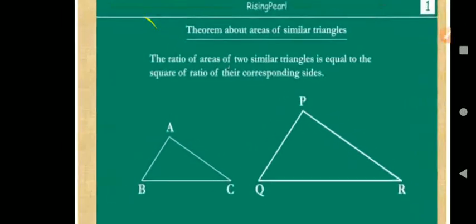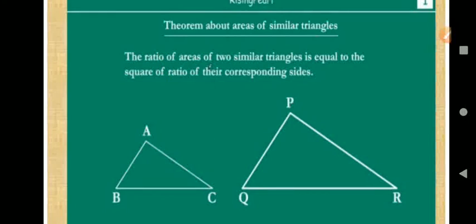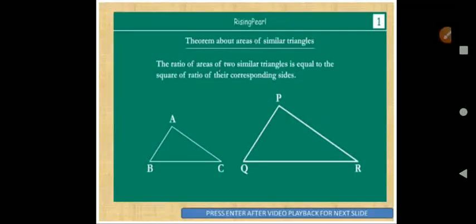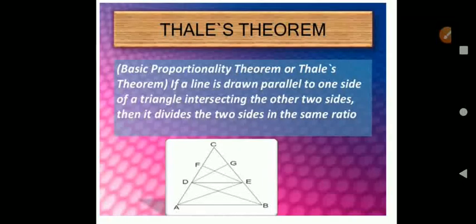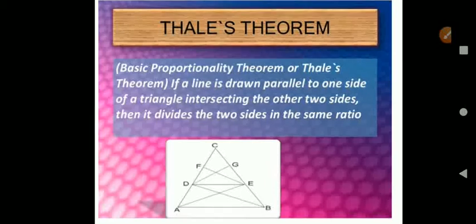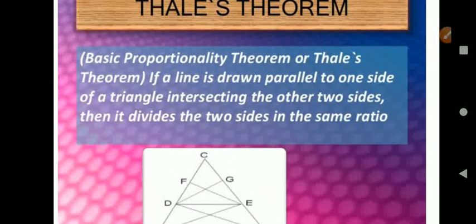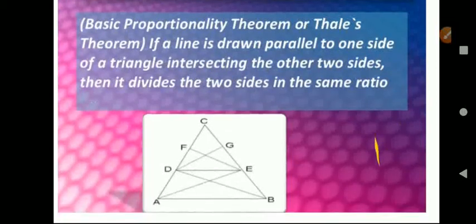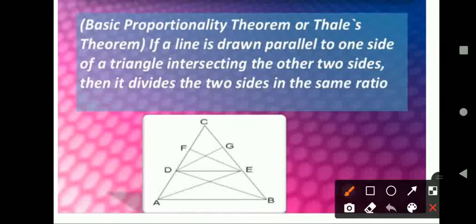Now the next theorem, the ratio of areas of similar triangles is equals to the square of the ratio of their corresponding sides. Already this theorem is given. Now the most important theorem of this chapter is, it is also called as Thales theorem or basic proportionality theorem, BPT theorem. See the statement. If a line is drawn parallel to one side of a triangle intersecting the other two sides, then it divides the two sides in the same ratio. It is the most important theorem.